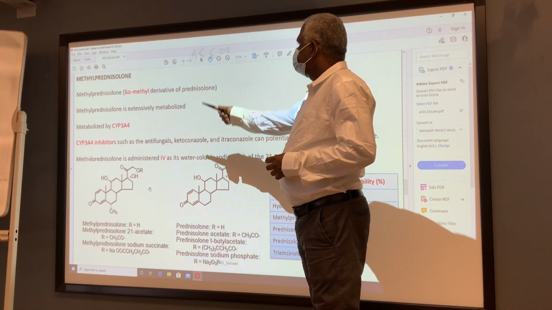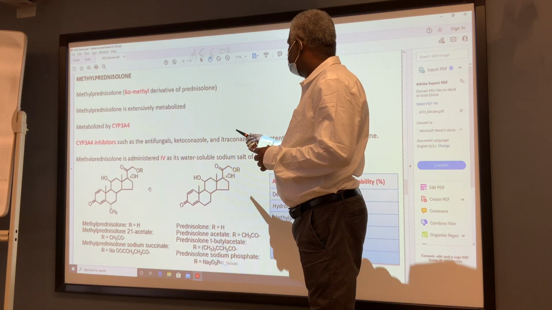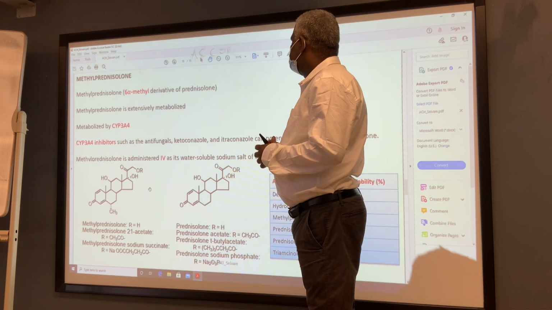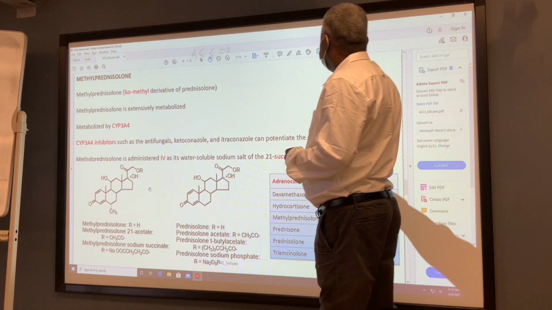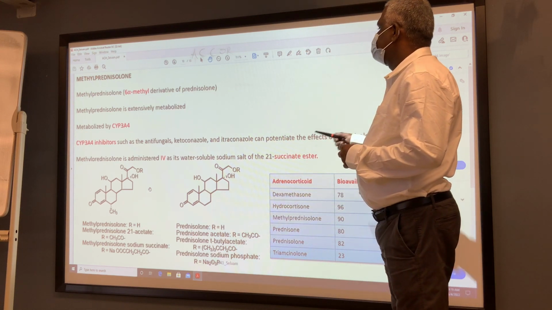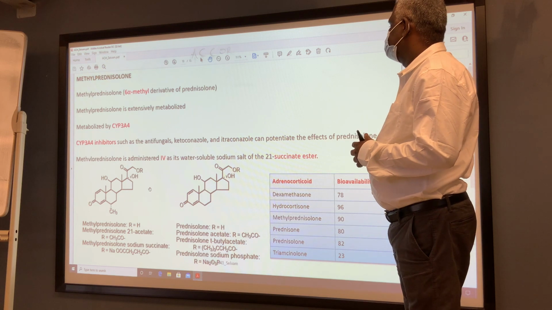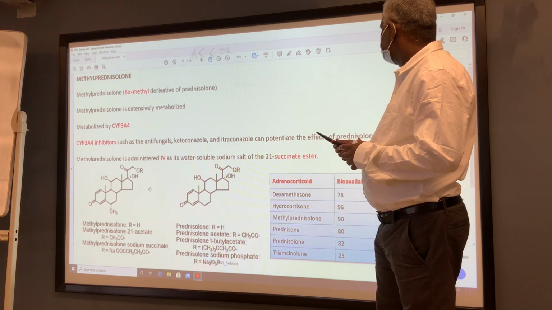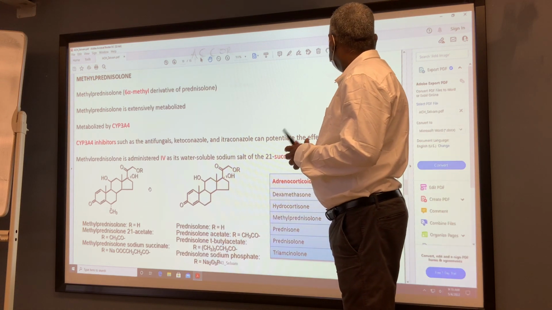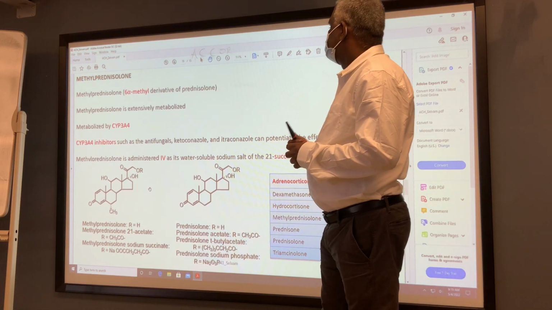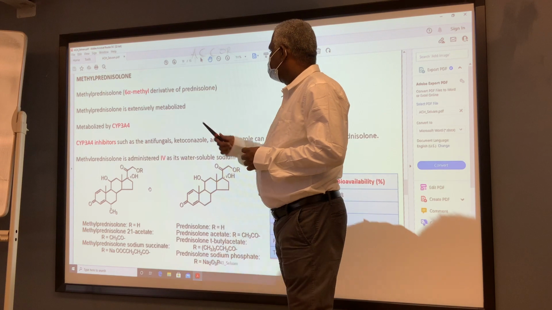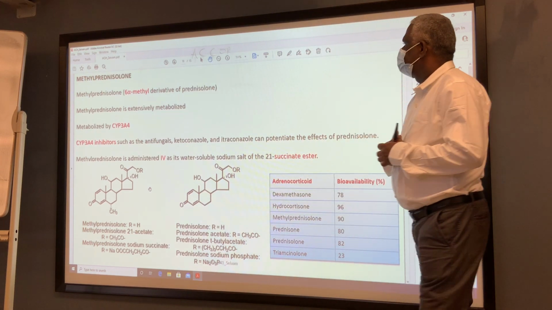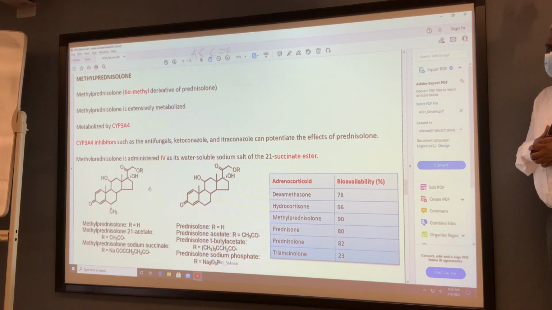When you combine methylprednisolone with ketoconazole, that decreases the metabolism of methylprednisolone and increases its activity, because it is not cleared; the compound stays in the physiological system and can potentiate the effect of methylprednisolone. The combination of itraconazole and methylprednisolone also prevents the metabolism of methylprednisolone.